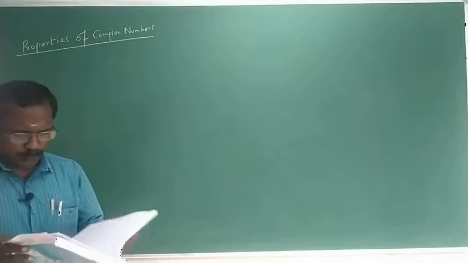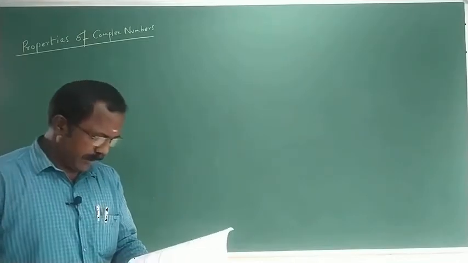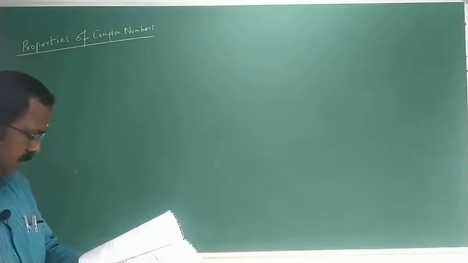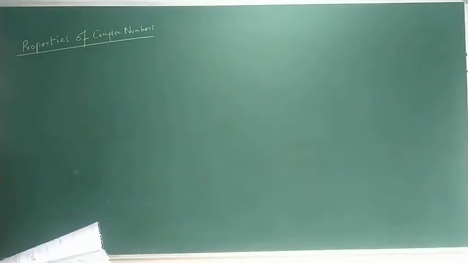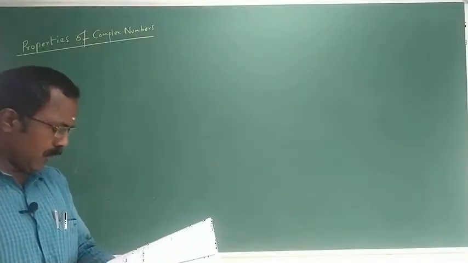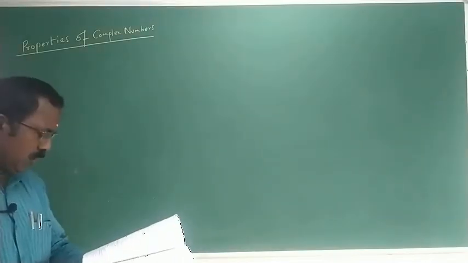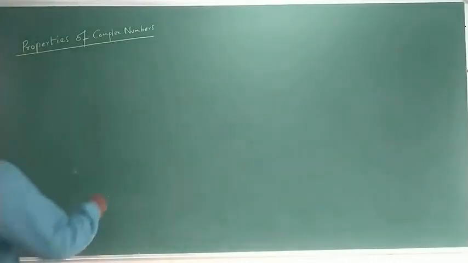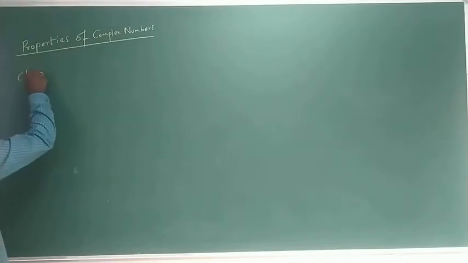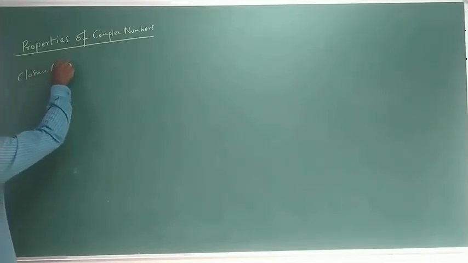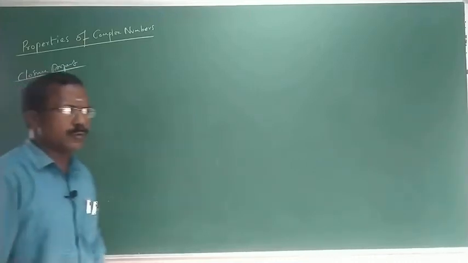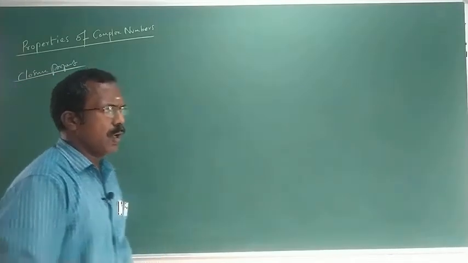Next concept of exercise 2.3. Now take reader page number 58. Some properties of complex numbers are given. Page number 58. The first property, closure property. For any two complex numbers z1 and z2, the sum z1 plus z2 is also a complex number. Closure property for addition.